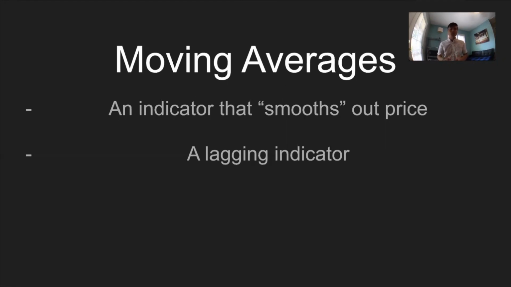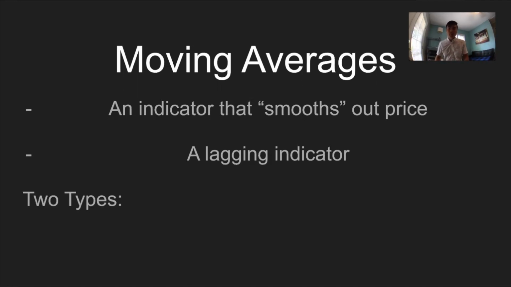So let's say you have a moving average and you set it to 9. It's going to take the average of the previous 9 candlesticks. Or if you set it to 21, it's going to take the moving average of the past 21 candlesticks. So that's what they do.